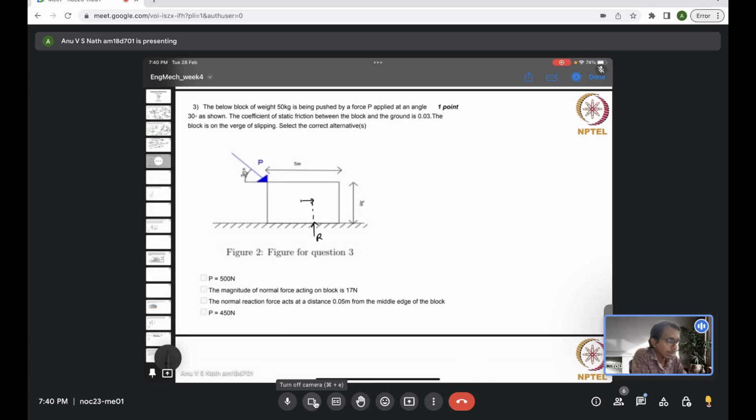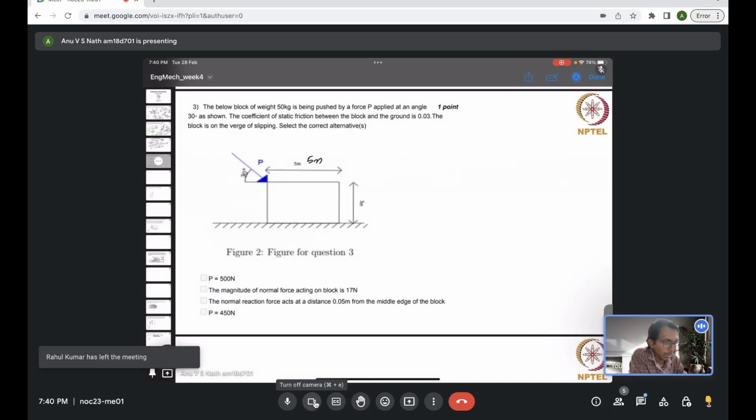So what is that distance? It's given as 0.05 meter from the centroid, so we have to verify whether it is correct or not. Basically, I have to check these three things in this particular system and check which ones are correct and which ones are not. The P load is acting here at an angle of 30 degrees with the horizontal.